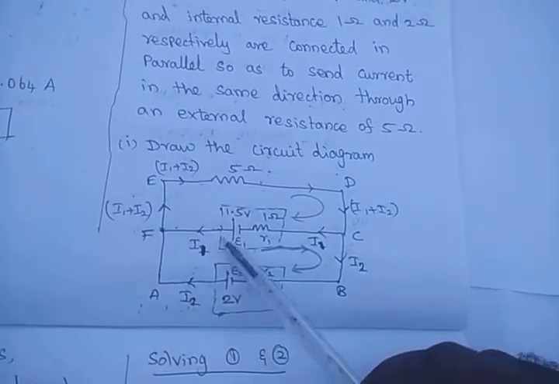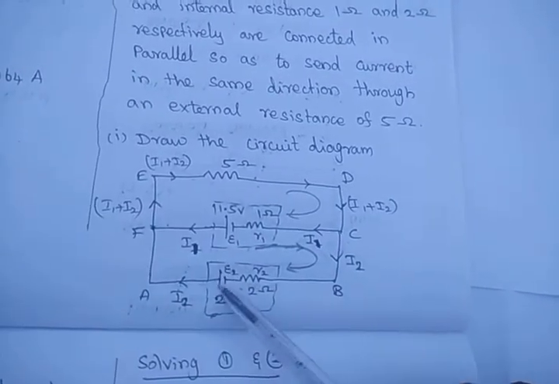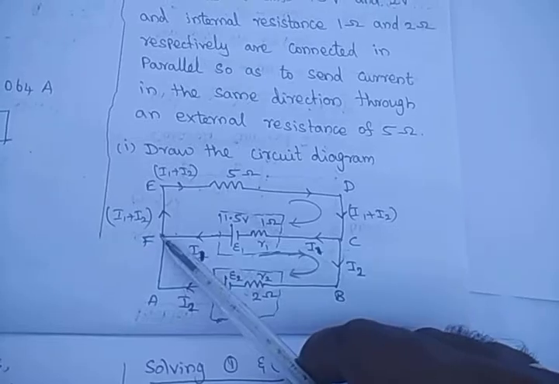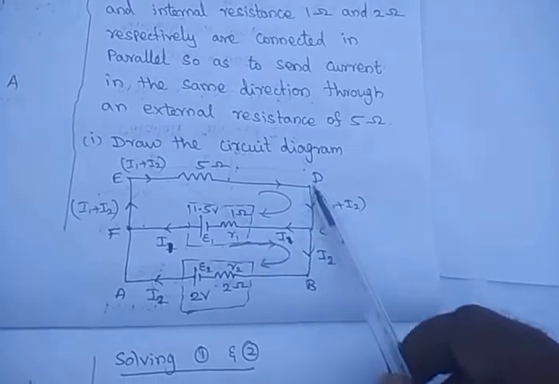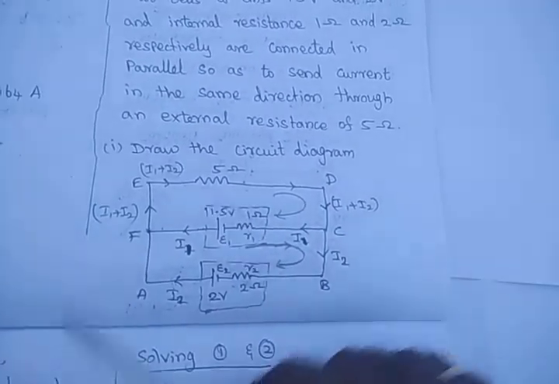So the E1 current will be I1 and the E2 current will be I2. Both will meet here, and here I1 plus I2 will flow through the 5 ohm resistor and will move on. This is the circuit diagram.